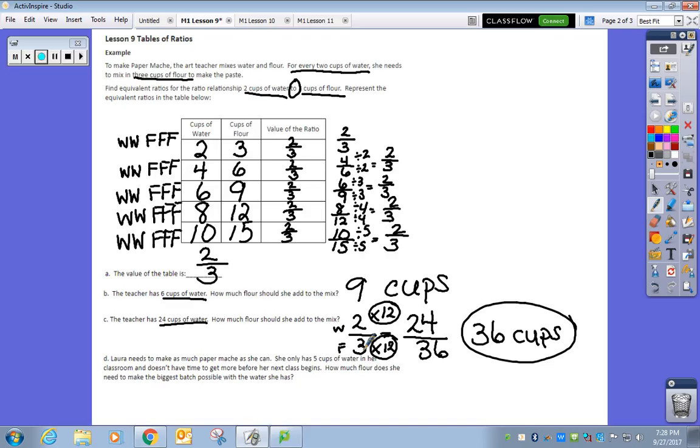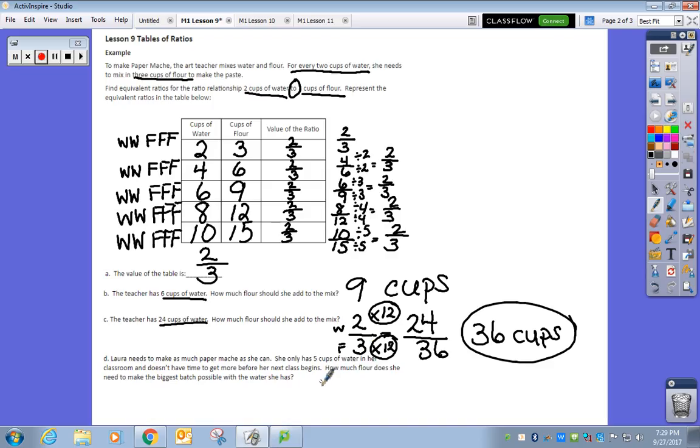Laura needs to make as much paper mache as she can. She only has 5 cups of water in her classroom and doesn't have the time to get more before her next class begins. How much flour does she need to make the biggest batch possible with the water that she has? So this one's a little different.